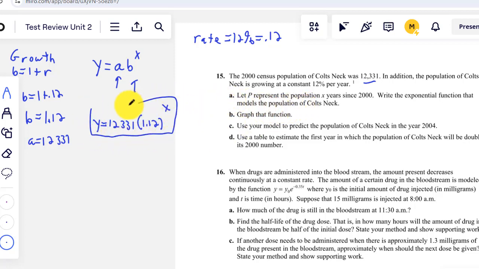Again, your teacher might want you to write P for Y and T for X, for population and time, and that's okay with me. All right, so A is done. Part B, it says graph this thing. Okay, well, let's graph it.